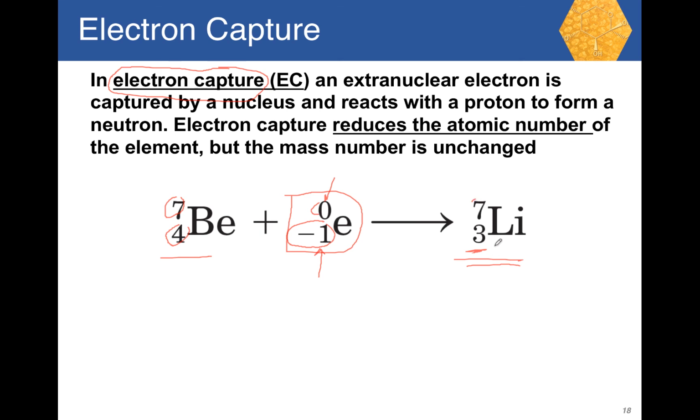So the element, as we said earlier, is determined by the number of protons. 3, you look at the periodic table, that's lithium. So we can make beryllium into lithium by bombarding it with electrons, or an electron capture, where we bombard or add electrons to beryllium to form lithium.